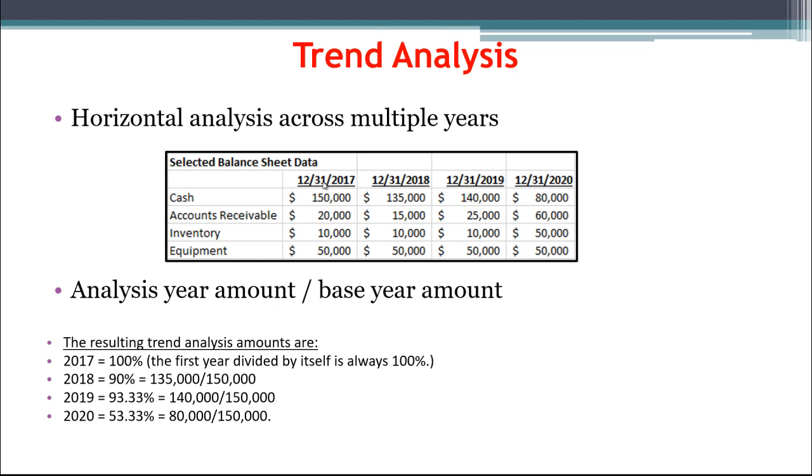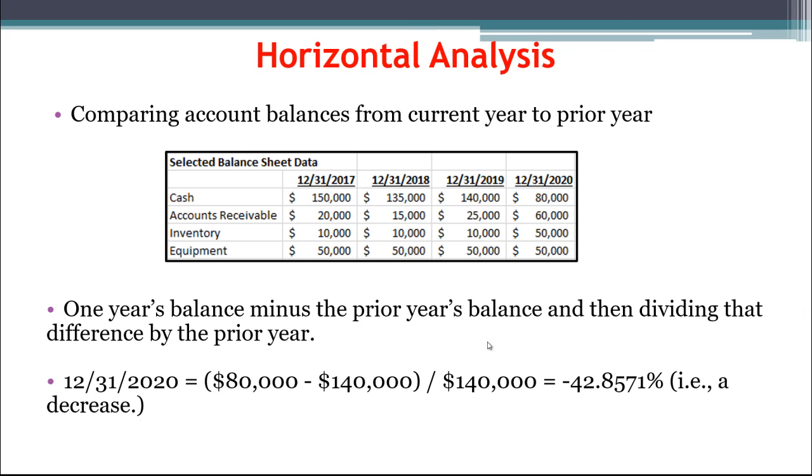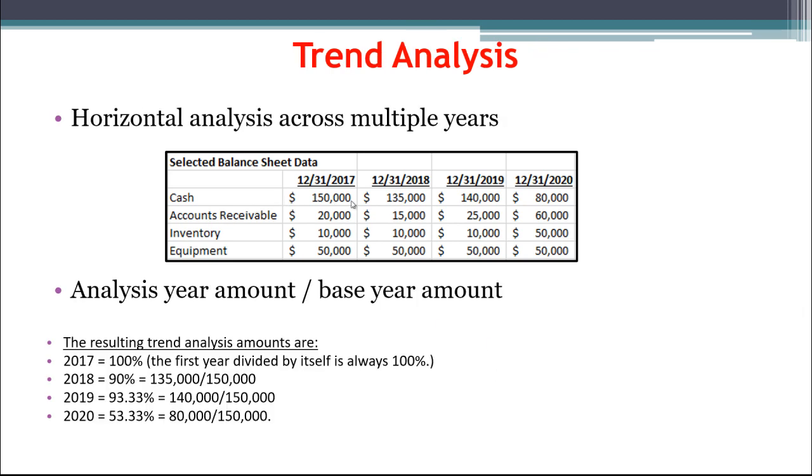Well, first, if you take 2017 divided by itself, of course you're going to get 100%. It's the same number. But then you move over and take 2018's numbers divided by the base year, 2017. And if we're looking at cash specifically, 135 divided by 150, now we're down to 90%. Now this is not a 90% change per se, so it's a little bit different than this calculation. This is just a percentage of that base year, how it's going, increasing or decreasing. So in this case, 135,000 of that amount is 90%.